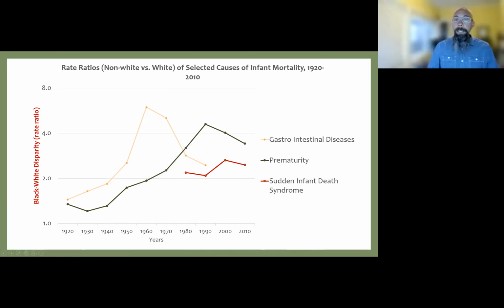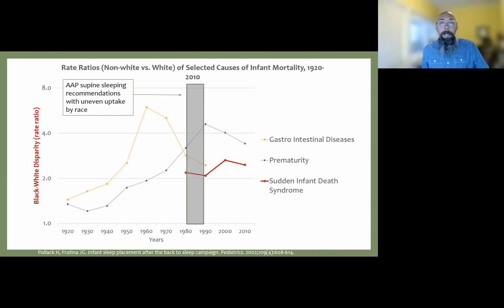And then the final one is SIDS. This is a very similar story. The pattern's not quite so strong, and we see something like the increase in the disparity occurring in reference to the initial American Academy of Pediatrics sleeping recommendations for back to sleep. And as you may know, those early recommendations had some issues with whether they were culturally appropriate and language appropriate. And so they were probably adopted and accepted and available to people who were educated and perhaps white earlier than to other people. And so once again, we see this pattern.